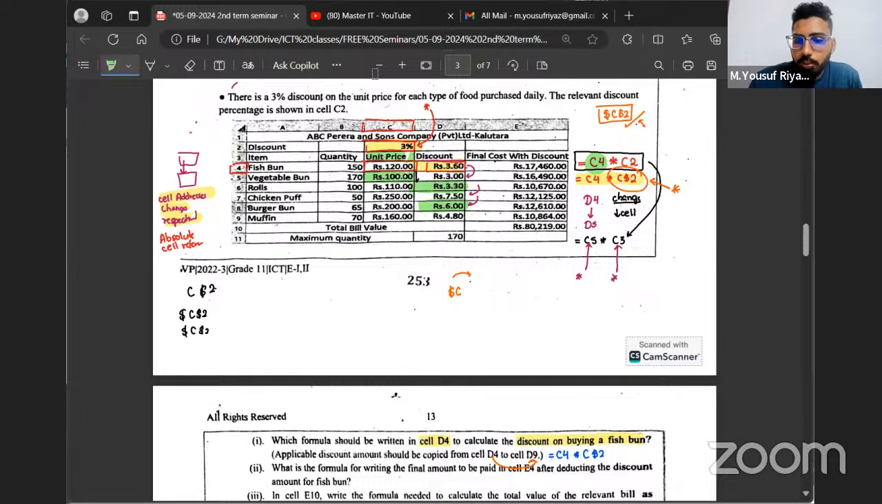So therefore, we don't do absolute cell reference for that. We do the absolute cell reference only for this discount because we don't want that to change. C4, we want it to change, correct? $C$2 is used for what? If you want to jump columns.